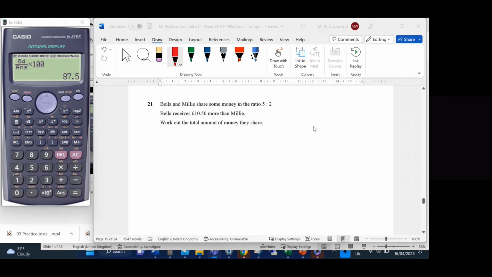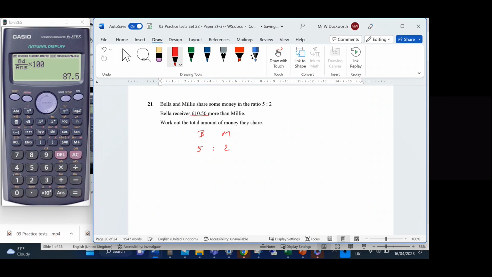So we've got Bella and Millie share some money in the ratio 5-2. Bella receives £10.50 more than Millie. Work out the total amount of money that they shared. Okay, so if I start, I'll set it up as a ratio. If I can get back to a red pen. So we've got B and M share 5-2.